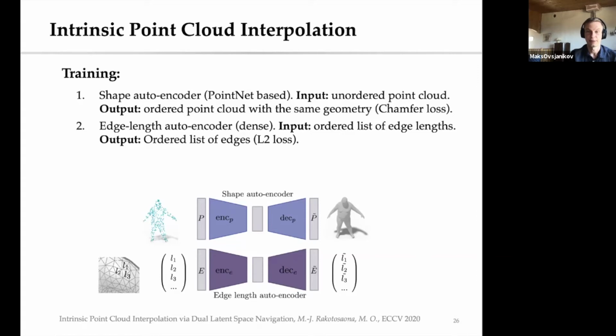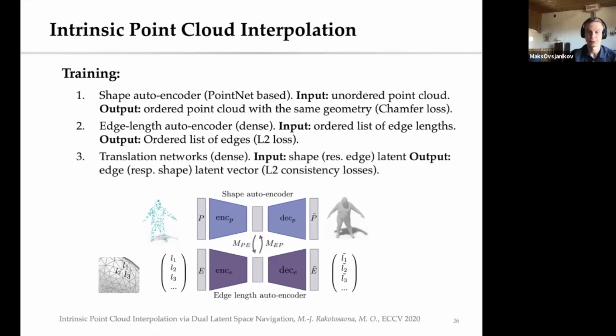We then also train two separate networks that take a latent vector from the shape space and map it to the edge space. So given a shape represented in this latent vector of shapes, what is the underlying set of edge lengths?